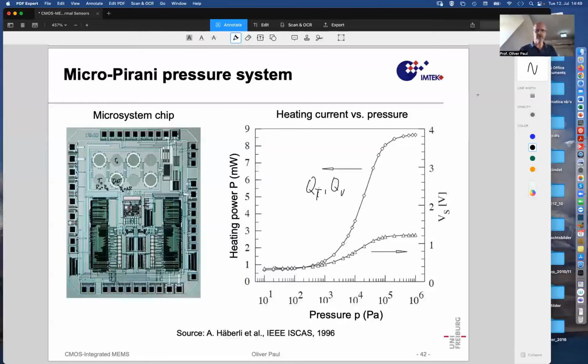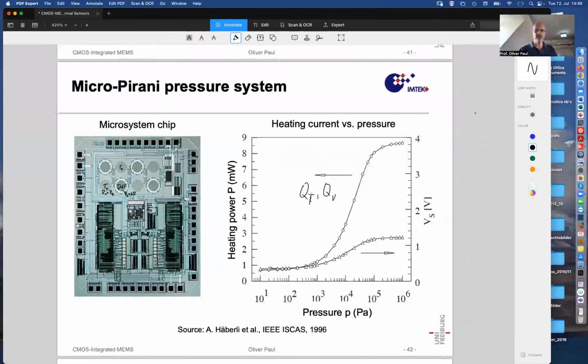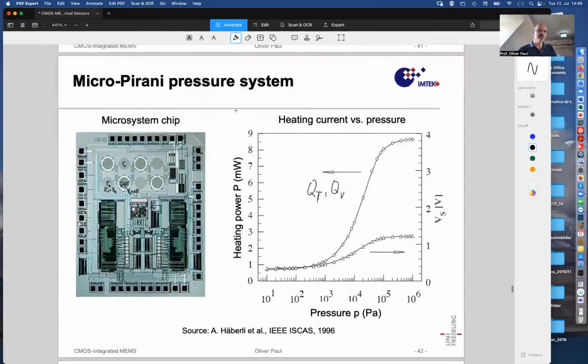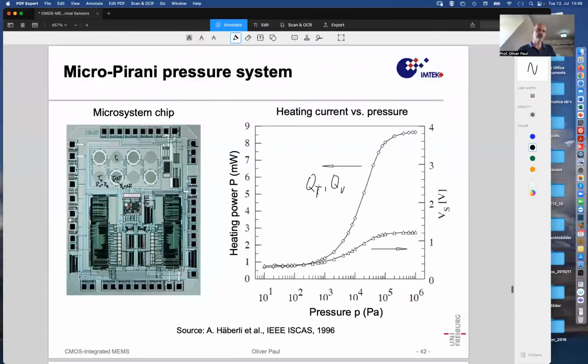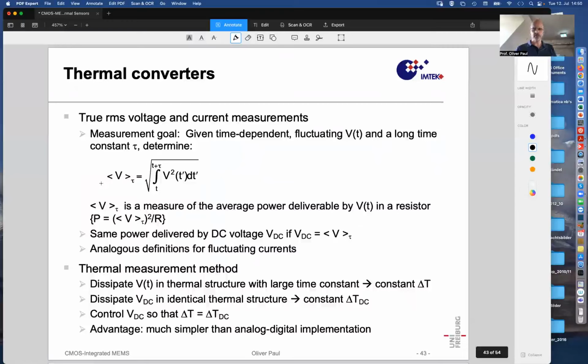But anyway, it was a good development, and we learned a lot about calibration and compensation of other effects. It was typically a compensating structure, where the background temperature of the chip, which is also not constant, did not play a role anymore, because the reference structure and the really sensitive structure were close to the same. Good. So now I have two more topics in this thermal sensors chapter, namely thermal converters and gas flow sensors.